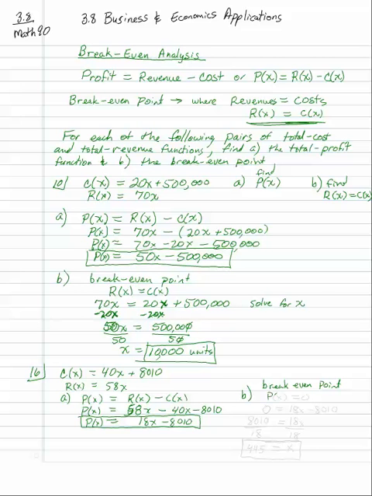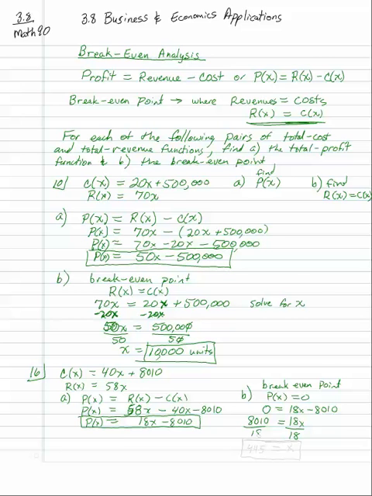So you can take your profit and set it equal to 0. That would be an alternate way to do it. Of course you could do it the other way, and you'll see you'll get the same result. You'll get to this step, right? So 58x equals 40x plus 8010. You're going to subtract 40x from both sides, and you end up with this equation.